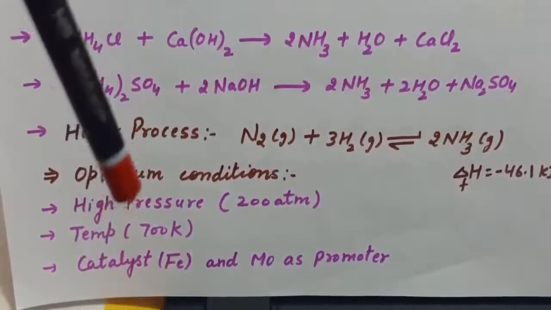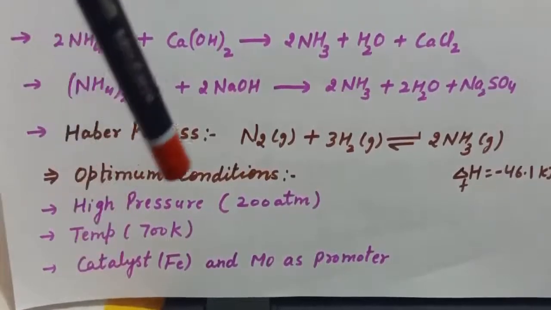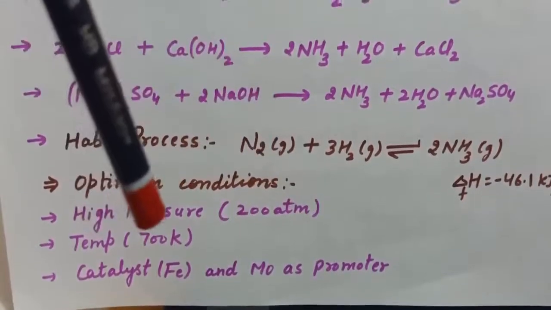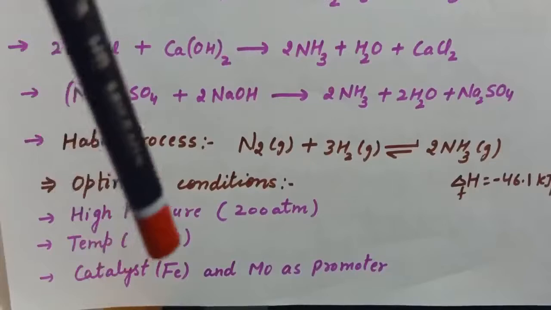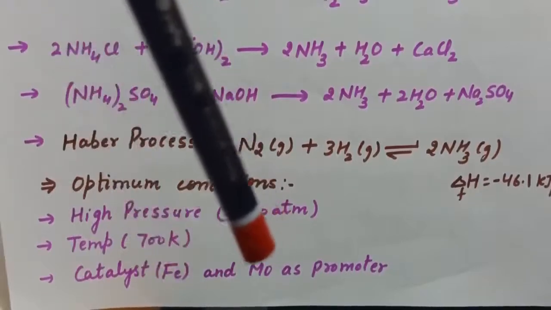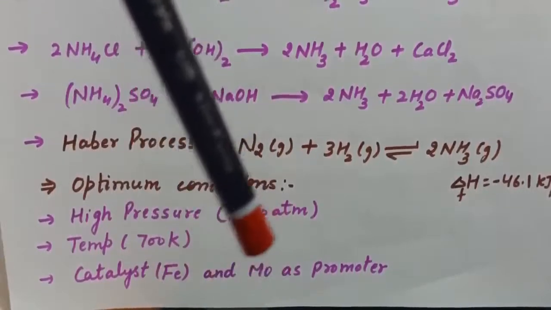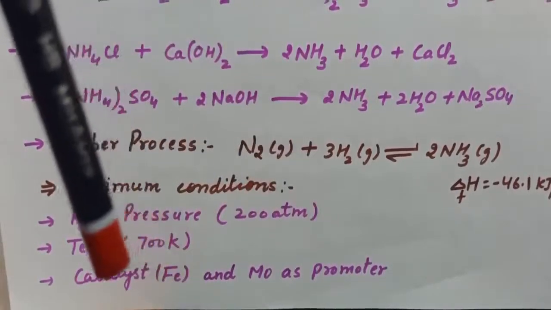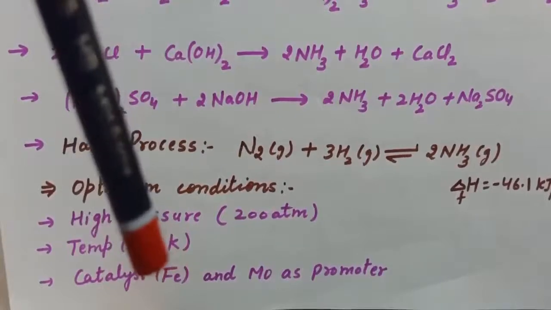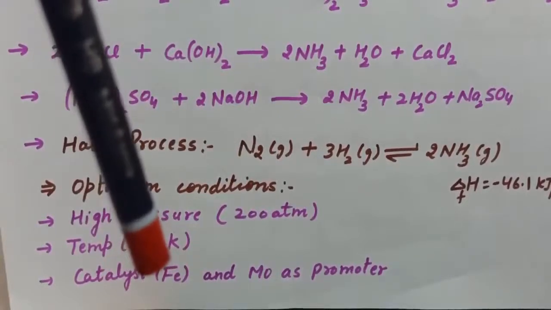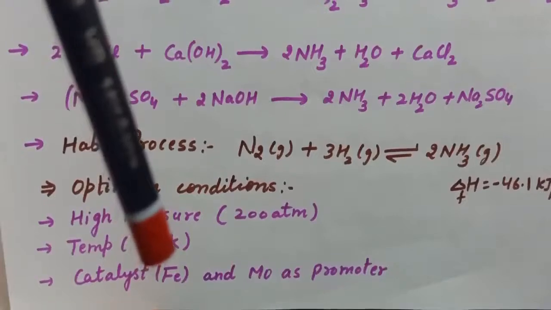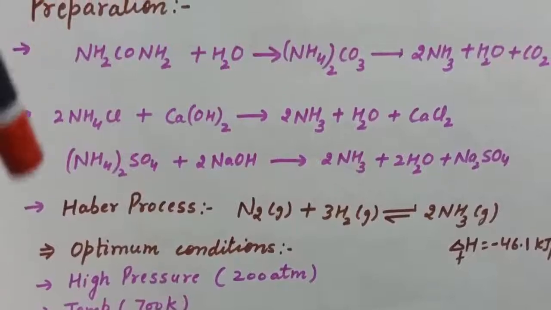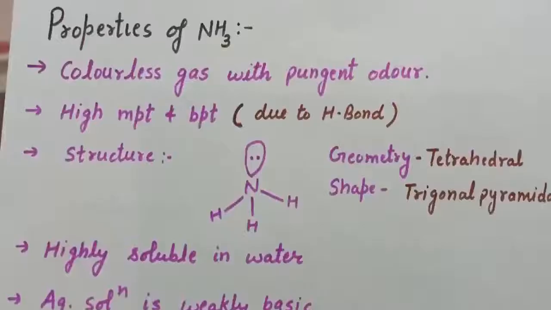So here we have these optimum conditions. First is high pressure, around 200 atmospheres. Next, the temperature is 700 Kelvin, and the catalyst is iron, and along with iron, molybdenum acts as a promoter, that is, it will increase the activity of the catalyst. Or we can also use iron oxide as a catalyst along with some amount of Al2O3 or K2O to increase the rate of attainment of equilibrium. So these are the methods by which we can prepare ammonia.